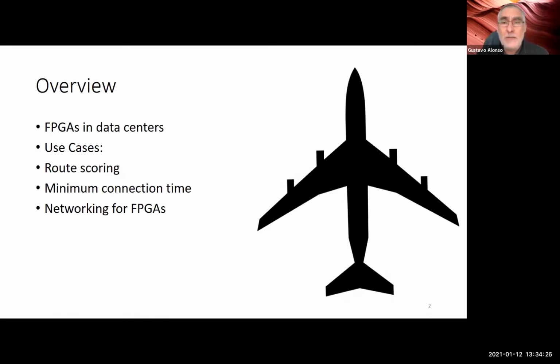And then I will conclude a little bit about networking for FPGAs, because that's the conclusion of the presentation, or the main ideas that I'm going to be presenting.